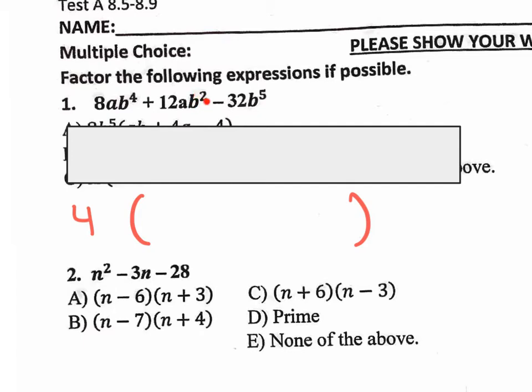B squared. There's a B here, a B there, a B there. You want to pull out the maximum amount of B's. So you want to think of the maximum amount of B's you could pull out from all 3 terms, right? From all 3 B's, which would be a B squared. So 4B squared is your GCF.